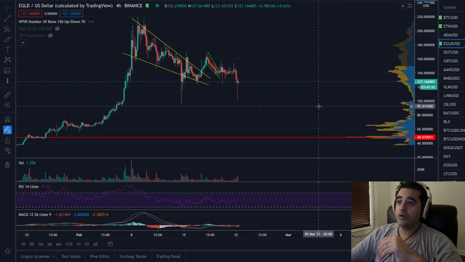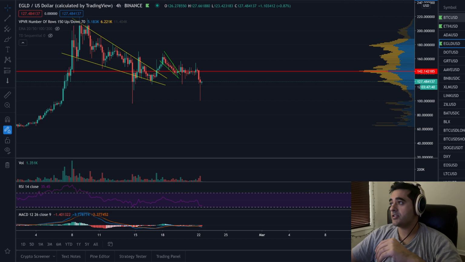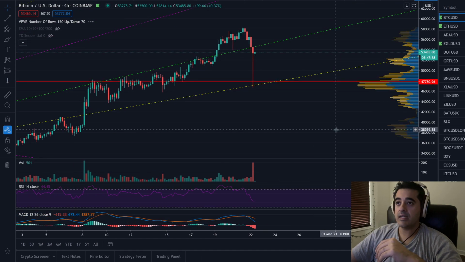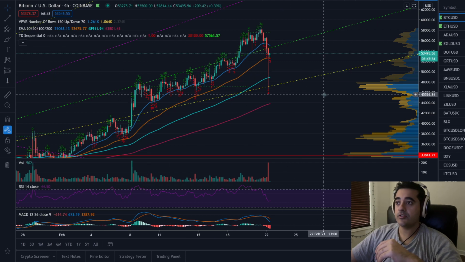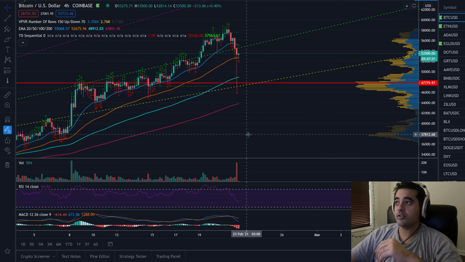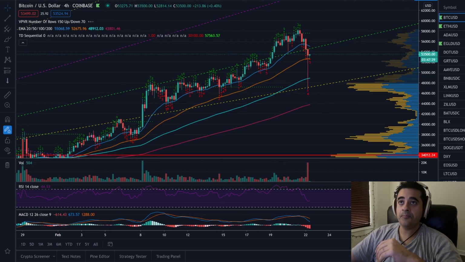All right, with EGLD, we are seeing a couple of things. I'm actually going to pull up my other chart for EGLD. Let's go ahead and do a couple of things here. Let's put our EMAs back, our TD sequential back, and I'm going to save the Bitcoin chart so I can keep an eye on this throughout the day.